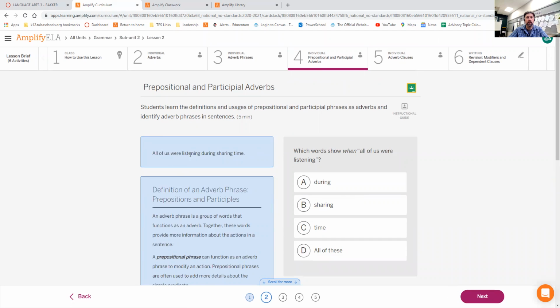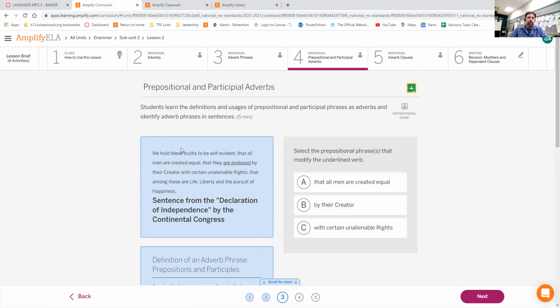All of us were listening during sharing time. When did we listen? When did it take place? During sharing time. All of the above. During, again, is our preposition.